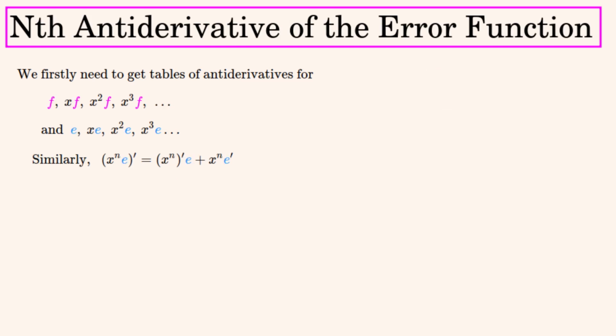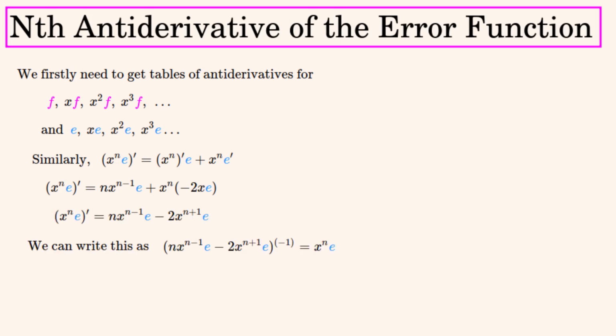We similarly need to find a table of antiderivatives for x^n multiplied by e. We'll start with an arbitrary term of this form and get its derivative and expand it out using the product rule. We'll evaluate the derivatives. Then we'll simplify this expression. We can already start to write it out in antiderivative notation.